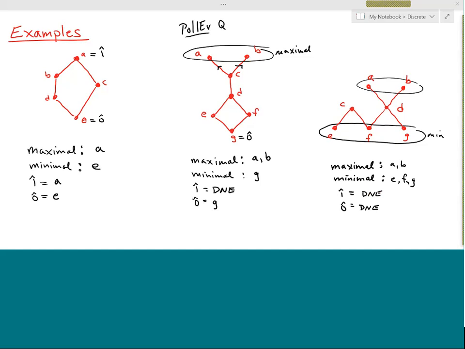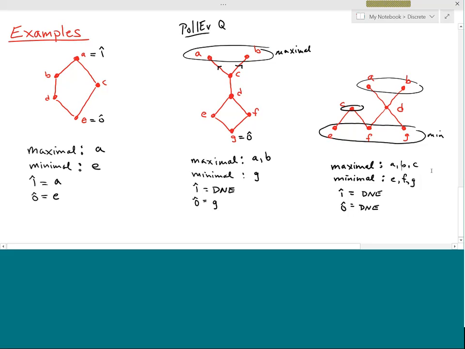And the answer is actually no, there's one more maximal element. Can you guys find the last maximal element? Exactly. C is also a maximal element, and that is because from C, you cannot go any further up the graph. Same issue in the second example. Here, you can't go down any of these arrows, any of these edges that are attached to C. So this C is also considered maximal.